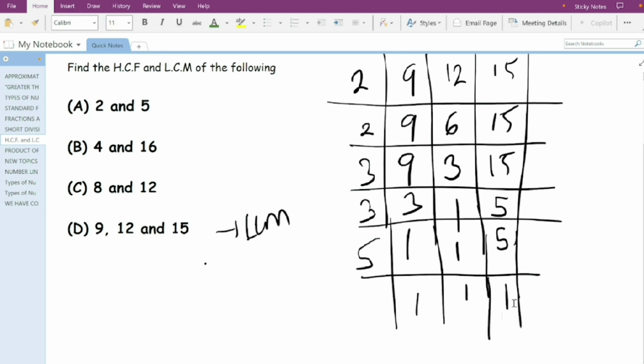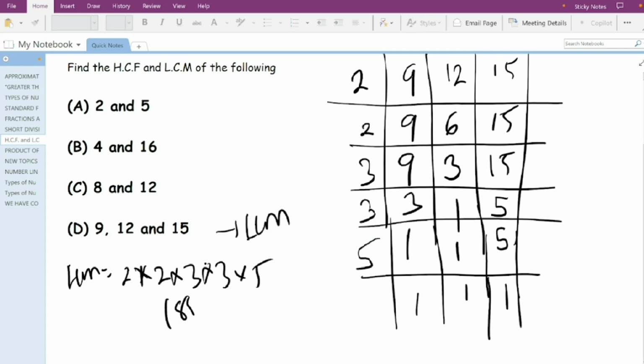Once we've gotten everything to 1, 1, 1, then our LCM can be gotten by multiplying all these prime numbers that were used in dividing all these values. So we have it as LCM is 2 times 2 times 3 times 3 times 5. 2 times 2 is 4. 4 times this 3 is 12. 12 times 3 is 36. And 36 times 5 is 180. Which is our LCM of 9, 12, and 15.